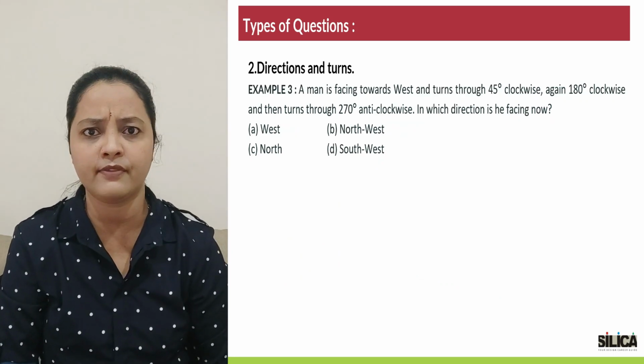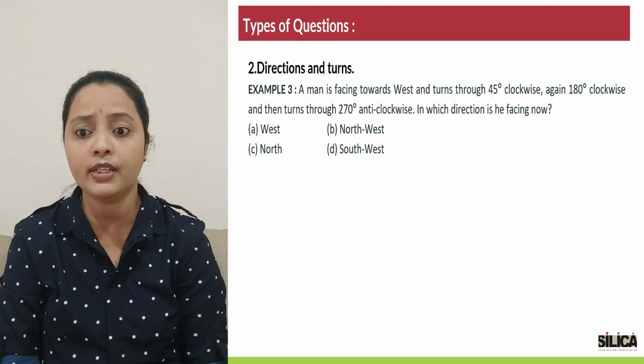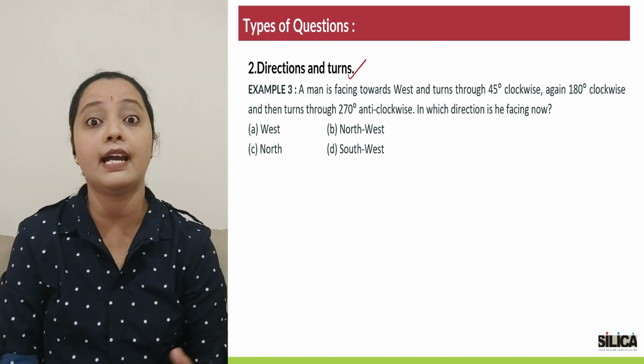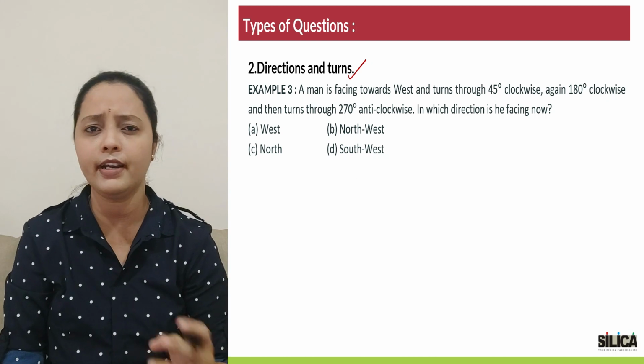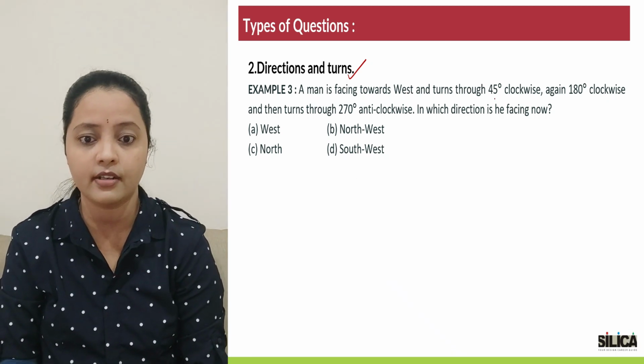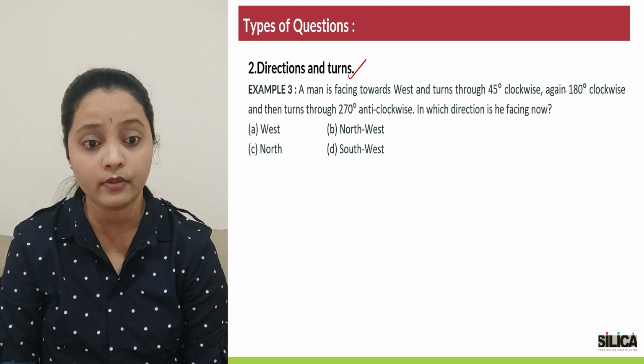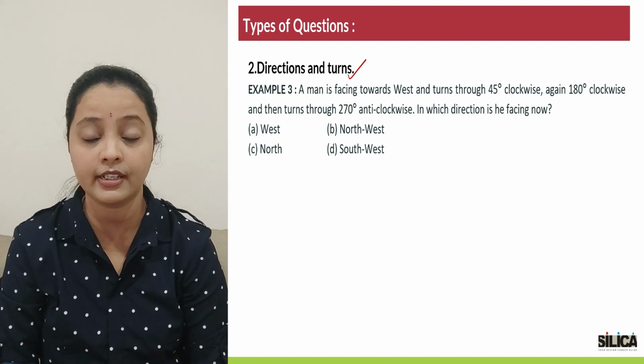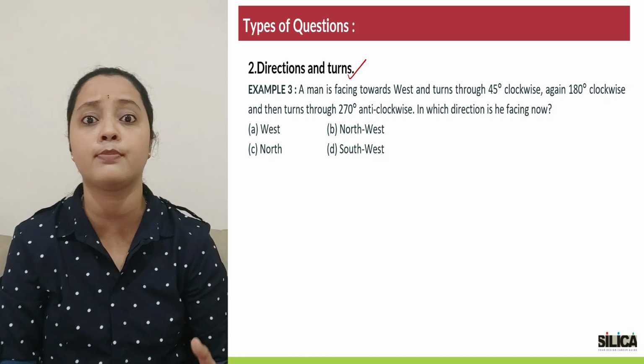So the first type is done, where we draw a figure and so on. The second one is based on directions and turns. This is another interesting type. Let's see how it is done. So they say a man is facing towards west, turns 45 degrees clockwise, then 180 degrees clockwise, then 270 degrees anti-clockwise, and then in which direction is the person facing?